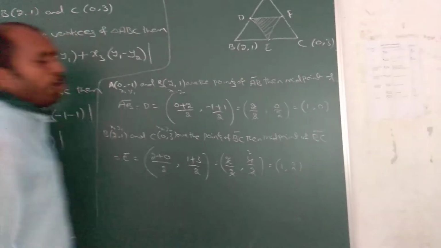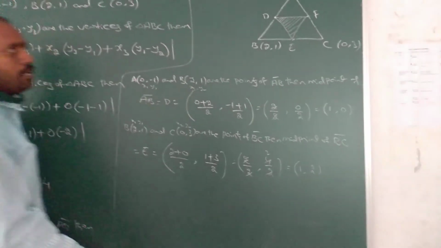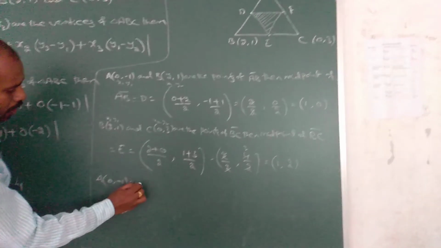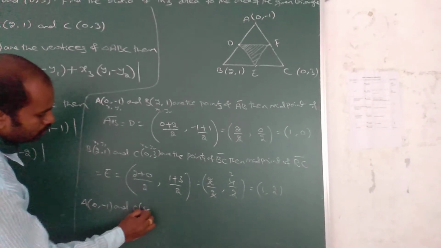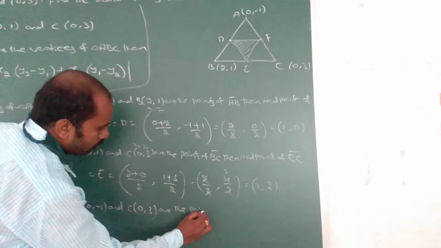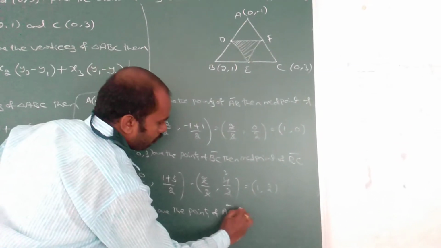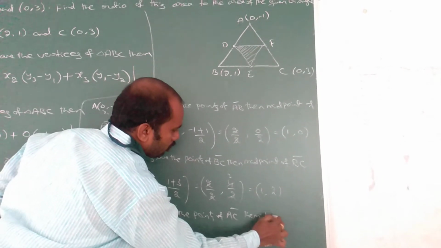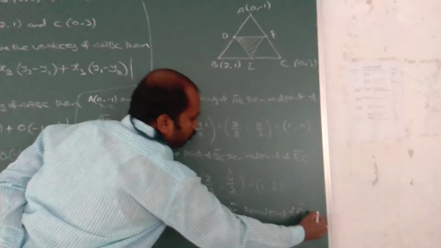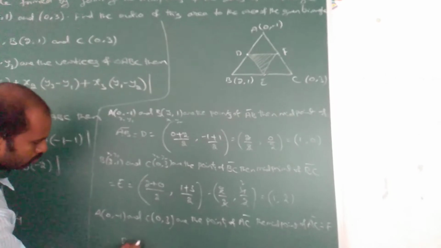Next we find the midpoint of F. How to get the midpoint of F? Take A, C as the line segment. A means how much here? 0, minus 1. And C means how much? 0, 3 are the points of the AC line segment. Then the midpoint of AC, what name can you take for the midpoint? F. Midpoint of AC equal to F. Therefore F equal to, how to get it?